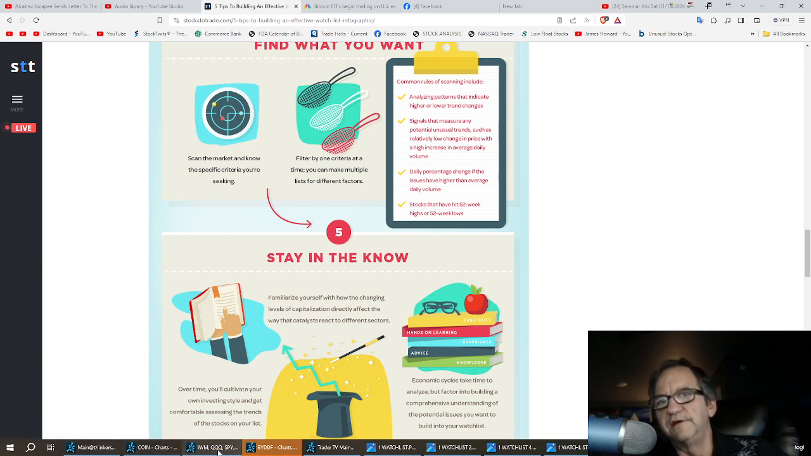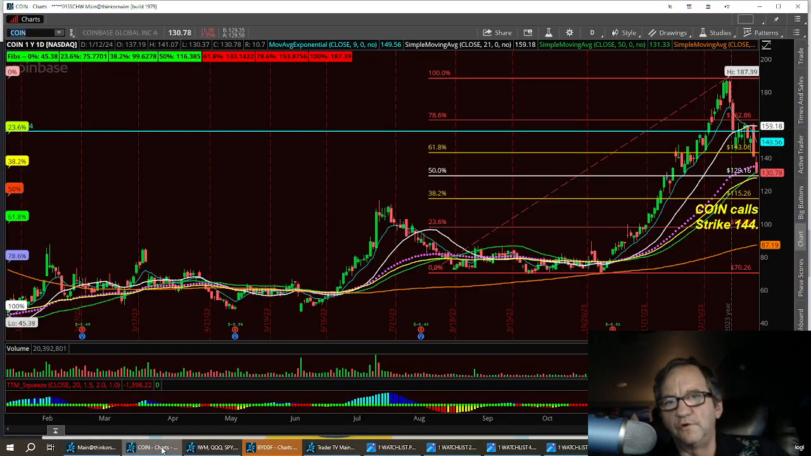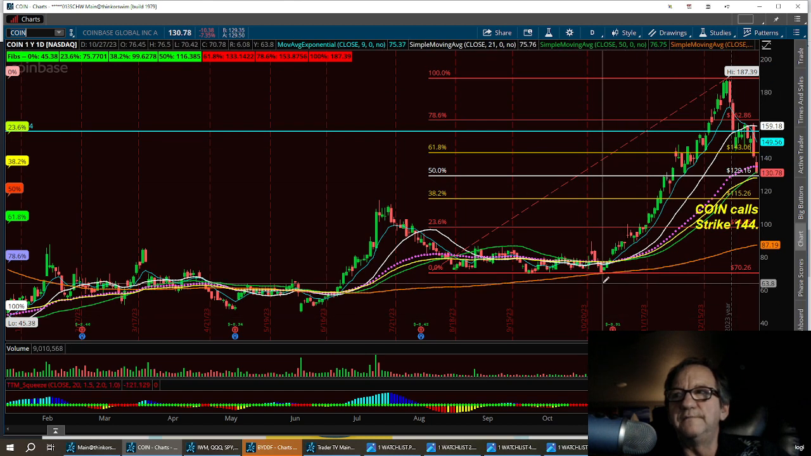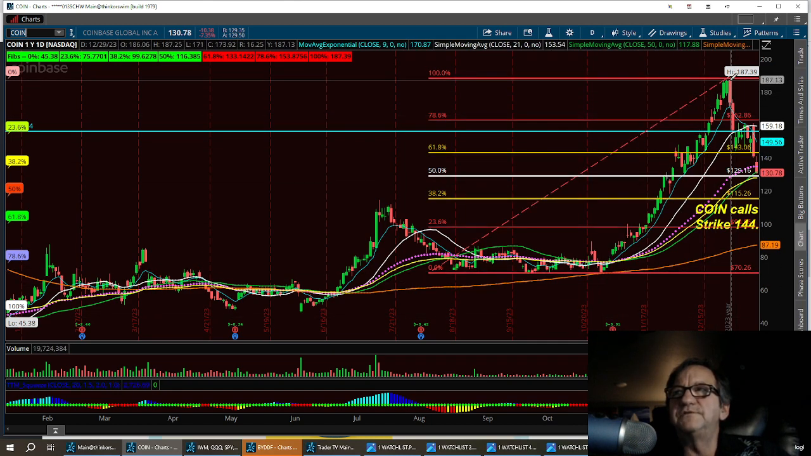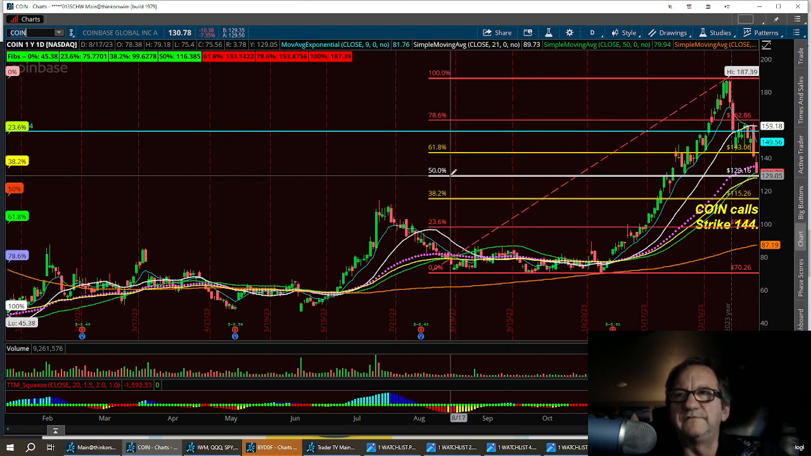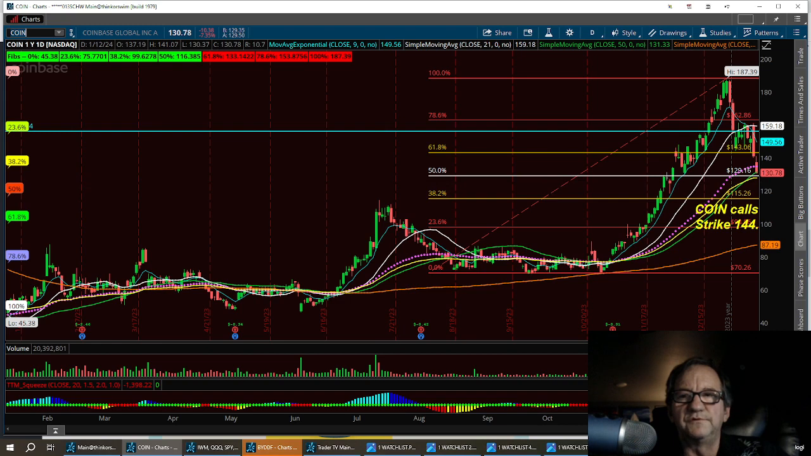Or get into it or short it, like Coin. Coin had that news, we ran it all the way up from $70 to 180 in 2 months. It was bound to pull back. Pulled right back to that 50%. So I'm going to be watching this real close Tuesday.